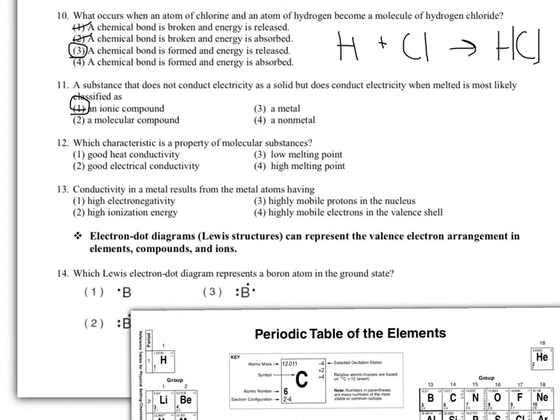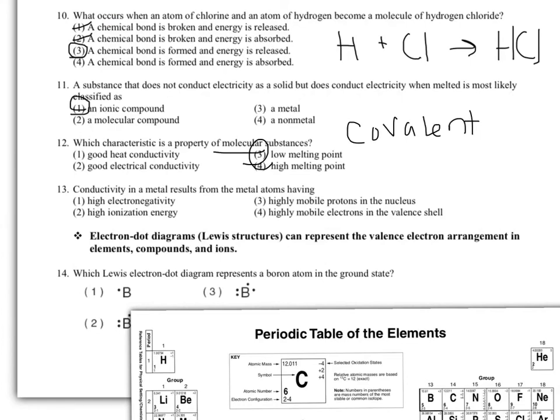Question 12, the key word here is molecular. The word molecular is synonymous with covalent. Now when we have a covalent compound, we have two nonmetals. Being that we have two very similar atoms, again, both nonmetals, they'll have very similar properties. And one of the physical properties is low melting points.